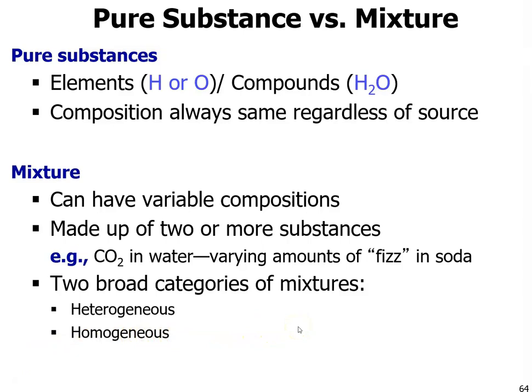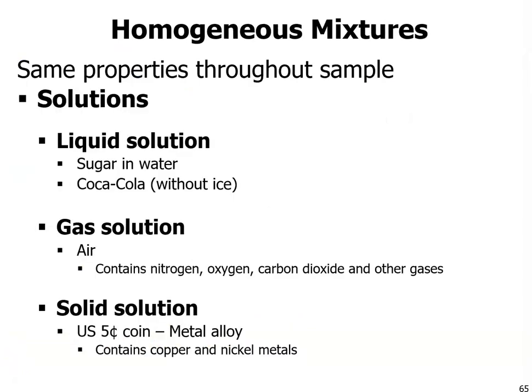Homogeneous mixtures are when the same properties are found throughout the sample. So liquid solutions, like our soda we were talking about, sugar and water, would be a homogeneous mixture when you can't pull out where the sugar is versus the salt versus the flavoring. It's all mixed together. Obviously, if you added ice, then that would be a heterogeneous mixture because you could pull the ice out and separate it from the liquid.